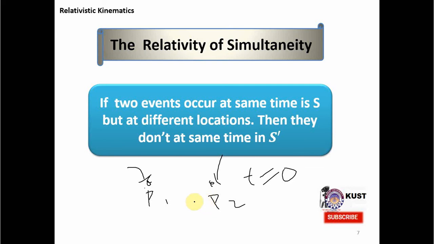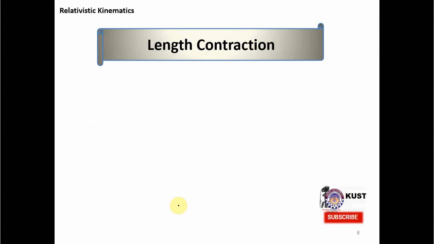In another frame of reference, it is possible that one of them occurs first and the second one occurs later. So this was the first consequence. The second, you can see also from this mathematical relation that t prime a is not equal to t prime b, and these are not simultaneous. So when event a and event b are occurring, it is not simultaneous.